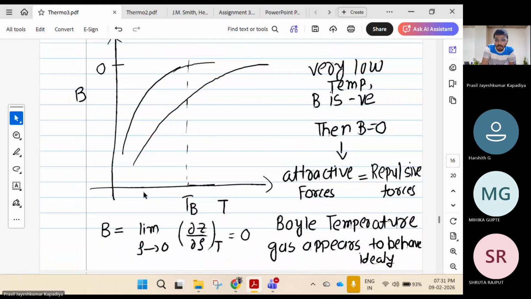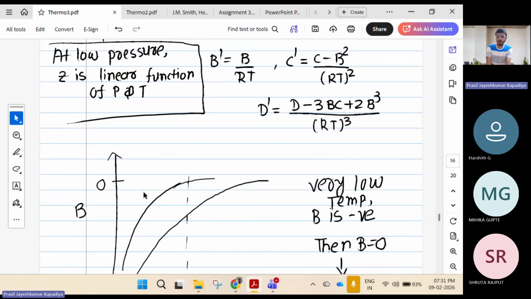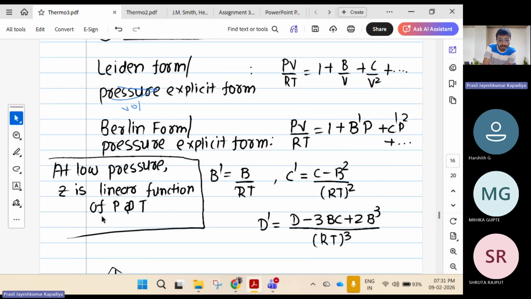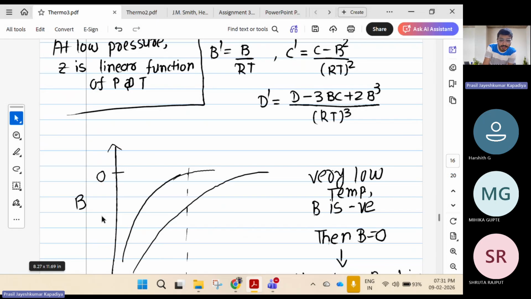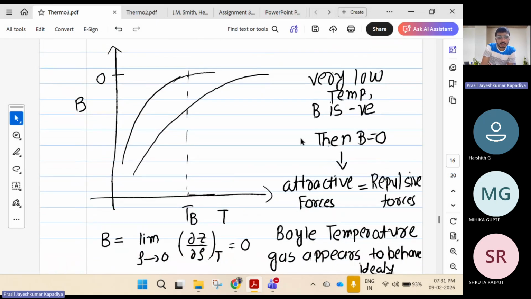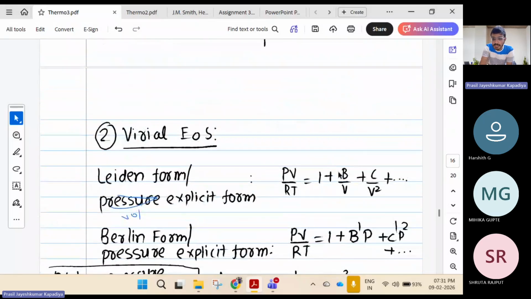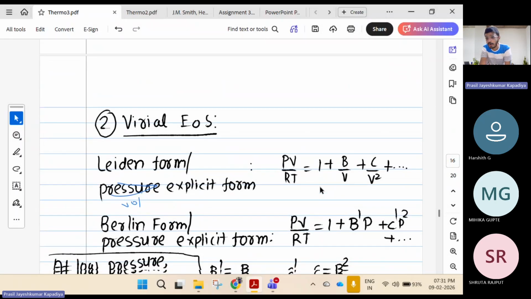This is a very important thing from your GATE point of view. At very low temperature, you see that it is a linear function of P and T, and B is negative. As I increase the temperature, there will be one case where B is equal to 0. What does it mean when B is equal to 0? That means PV by RT is equal to nothing but 1.